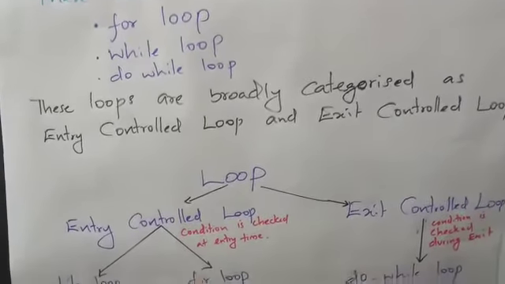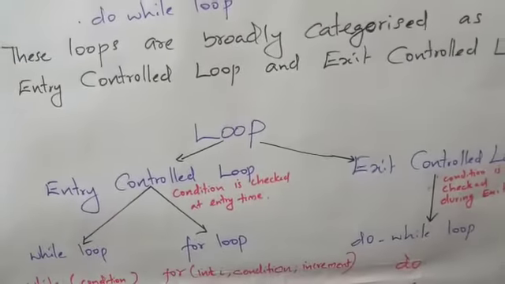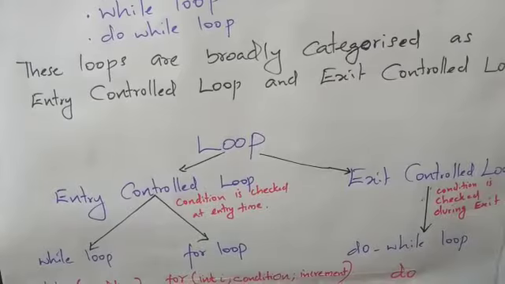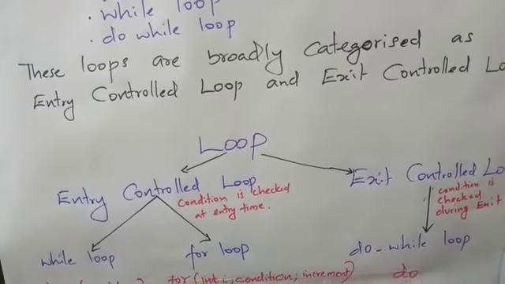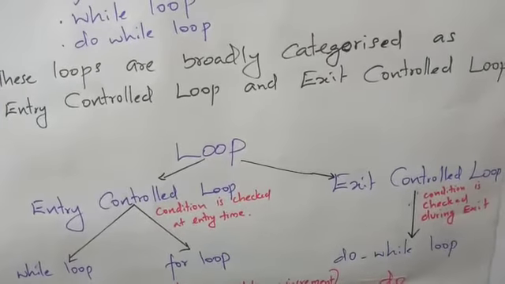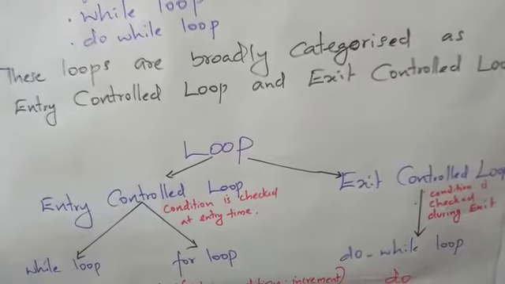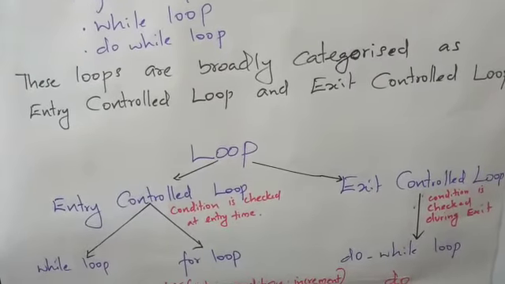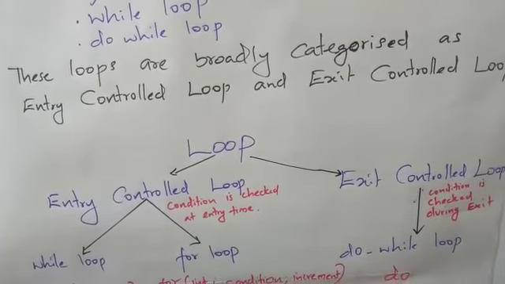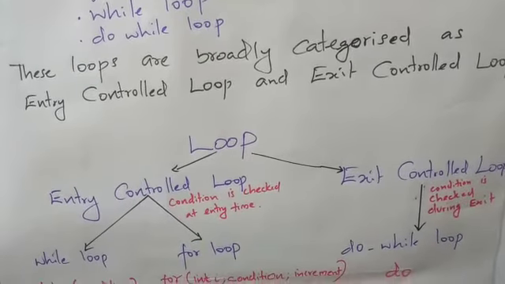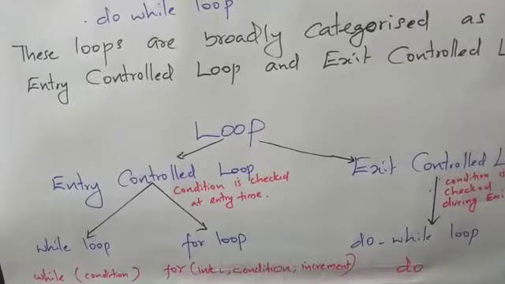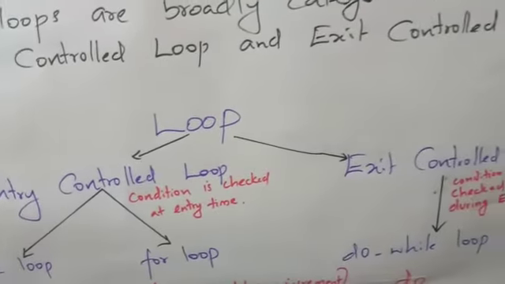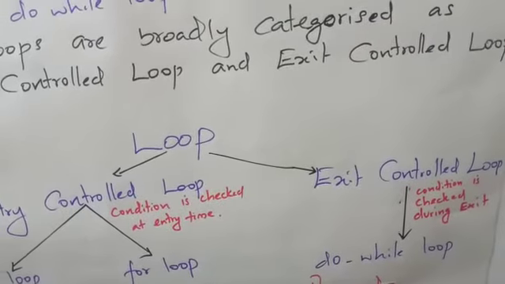Now see these loops, entry control loop and exit control loop. Entry control loop means it will check the condition at entry time. In an exit control loop, it will check the condition during the exit time. That is the difference. In entry control loops, you have to study two loops, while loop and for loop. In exit control loops, you have to study only the do while loop.